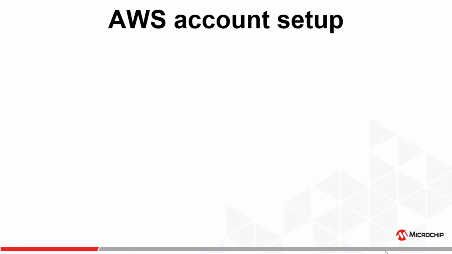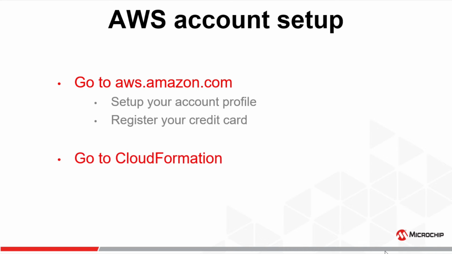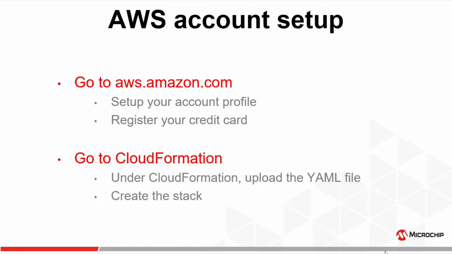The next step is to set up your AWS accounts. You will go to aws.amazon.com, set up your account profile, register your credit card. Then we will use CloudFormation. CloudFormation is an environment where we'll be able to upload the script that you have access to from our webpage, upload that YAML format file. Then we'll create the stack and everything is done.